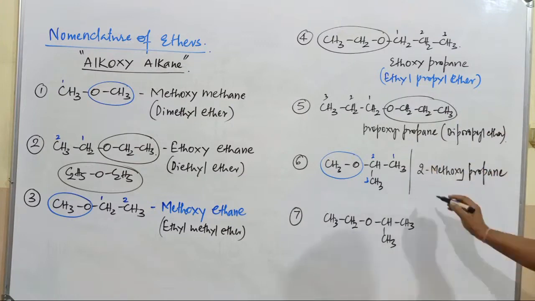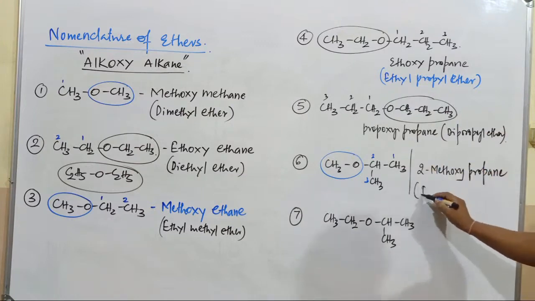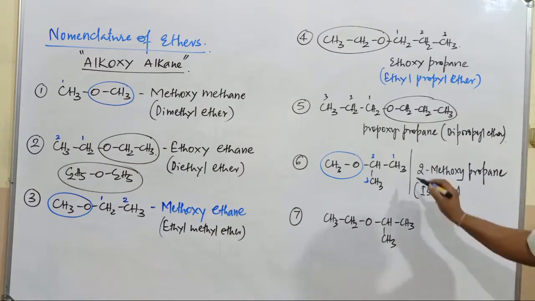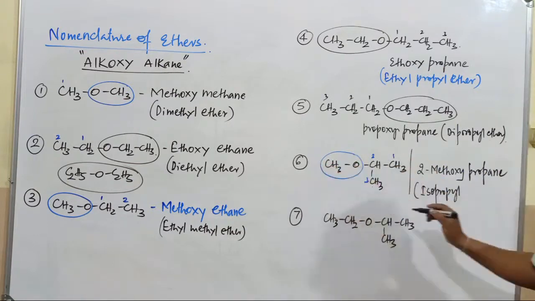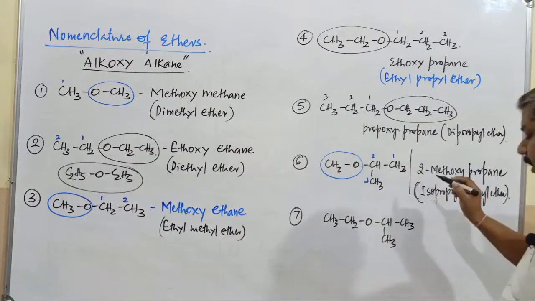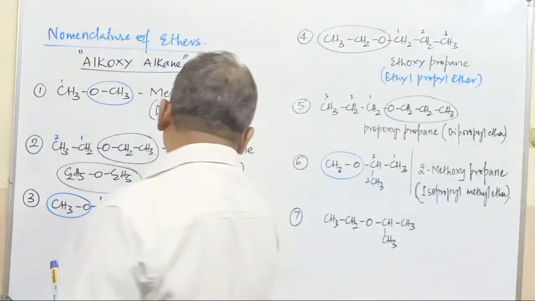What is the common name of this compound? The common name is going to be isopropyl methyl ether. Why isopropyl? This group is isopropyl, and this group is methyl. Isopropyl methyl ether is the common name of that ether compound.